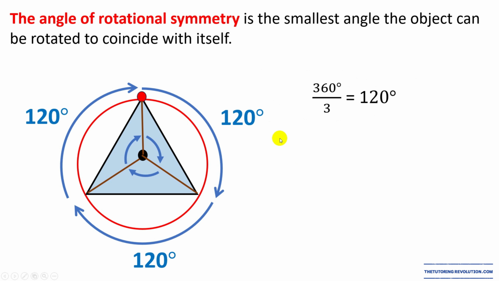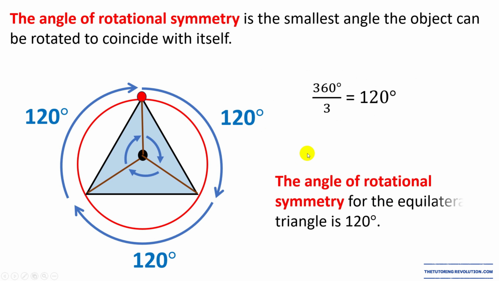So basically, the angle of rotational symmetry for this equilateral triangle is 120, because 120 degrees is the smallest angle it can rotate to look the same as the original triangle. So for all regular polygons, you divide 360 by the number of sides of the polygon, and you will get the angle of rotational symmetry.